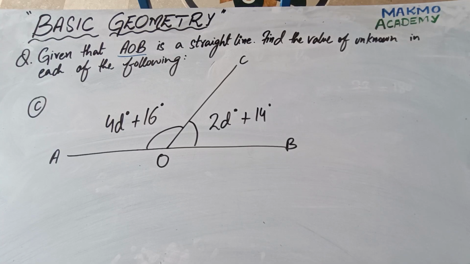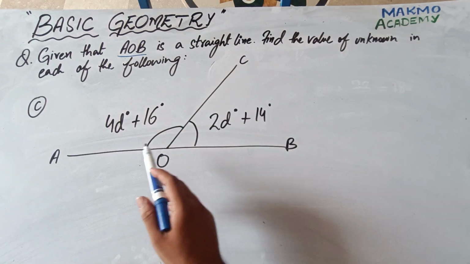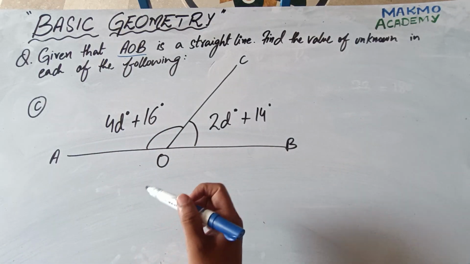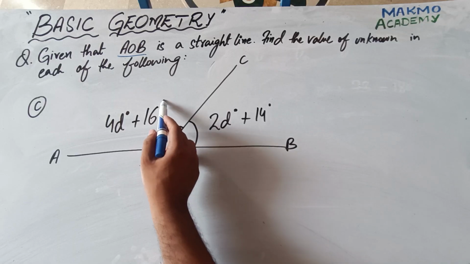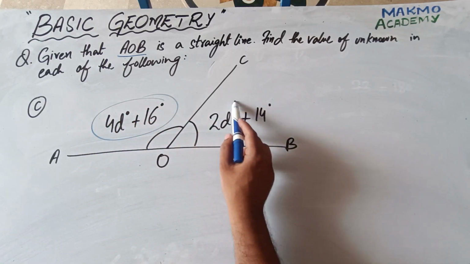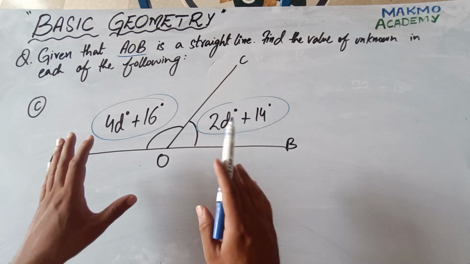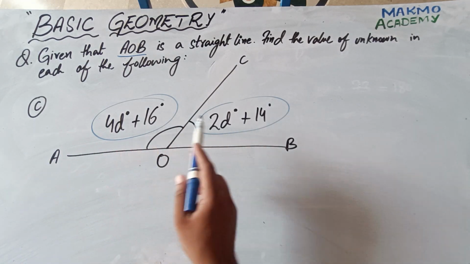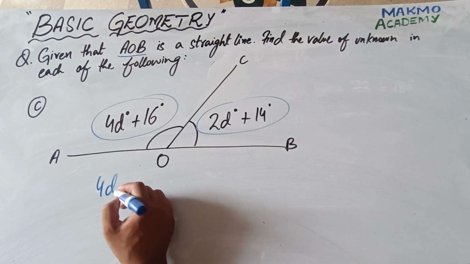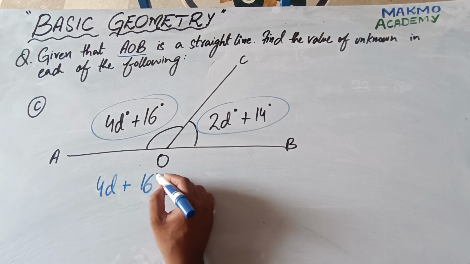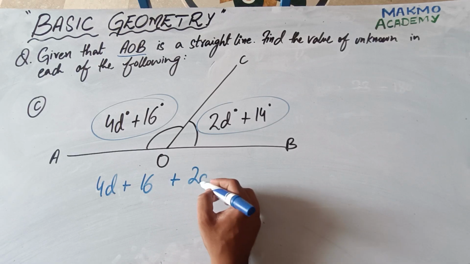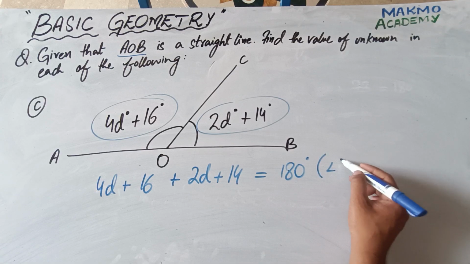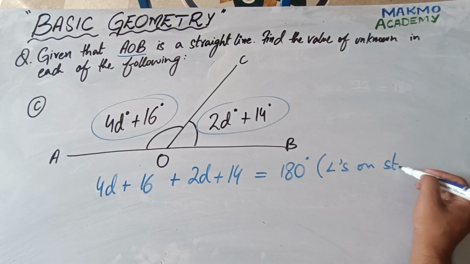Now let's look at another question in which again AOB is a straight line and these two angles are on the straight line. It means that the sum of, this is one complete angle, 4D plus 16, and 2D plus 14 is another complete angle. So the sum of these two angles would be equal to 180 degrees according to the property. So 4D plus 16 plus 2D plus 14 is equal to 180. Again, angles on a straight line.